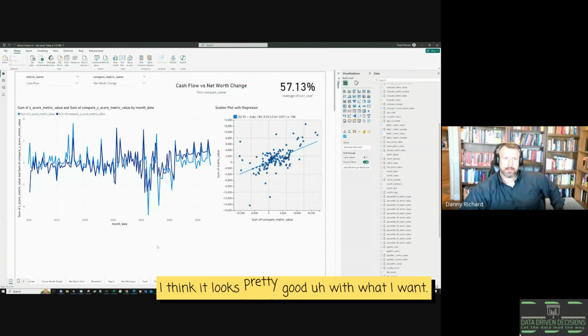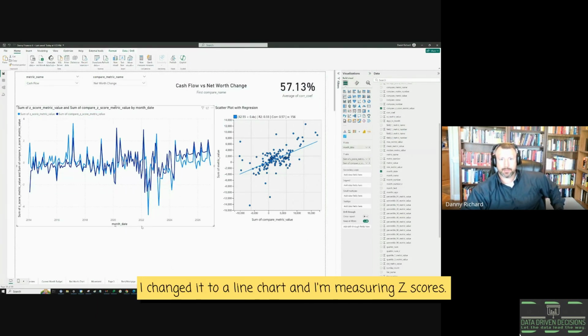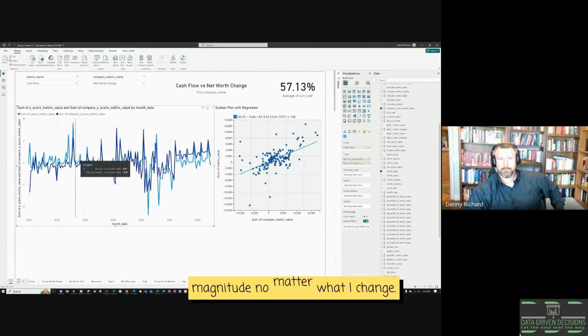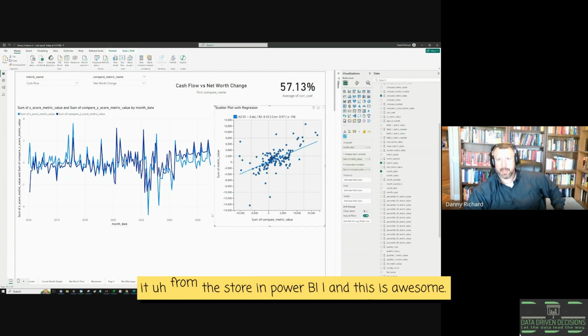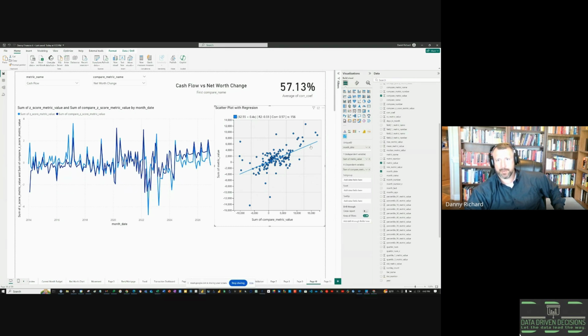I think it looks pretty good with what I want. So in this line chart, it was a bar chart. I changed it to a line chart, and I'm measuring z-scores. So they're always going to be standardized values that are of the same magnitude no matter what I change. And then I found this scatter plot with a regression on it from the store in Power BI, and this is awesome. So, a scatter plot comparing the two numbers, and then a linear regression line showing what the correlation is. It's obviously a positive.